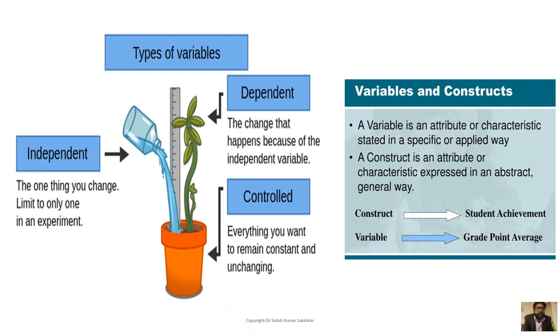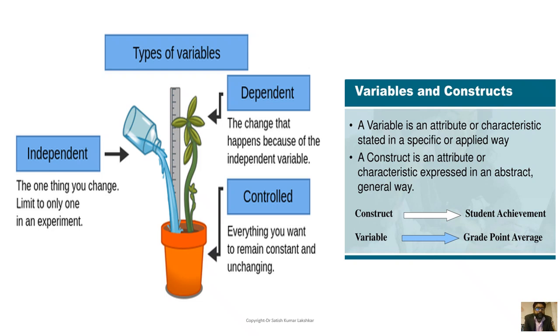The dependent variable is the plant. The one thing that we can change is the quantity of the water or the fertilizer, so this will behave like the independent variable. All right, the one thing you can change is limited to only one in an experiment. Now, what is the dependent variable? The change that happens because of the independent variable.